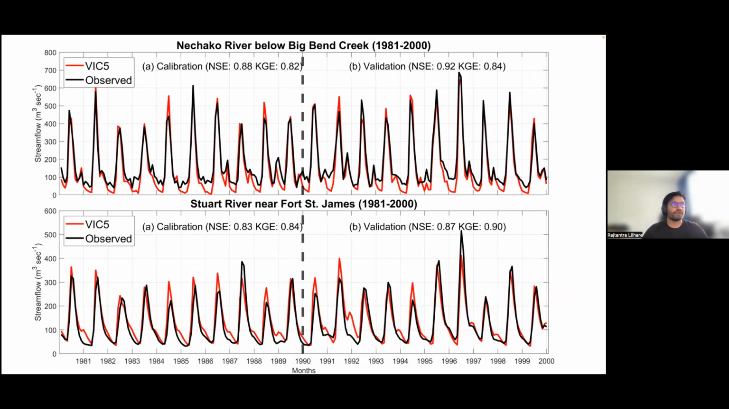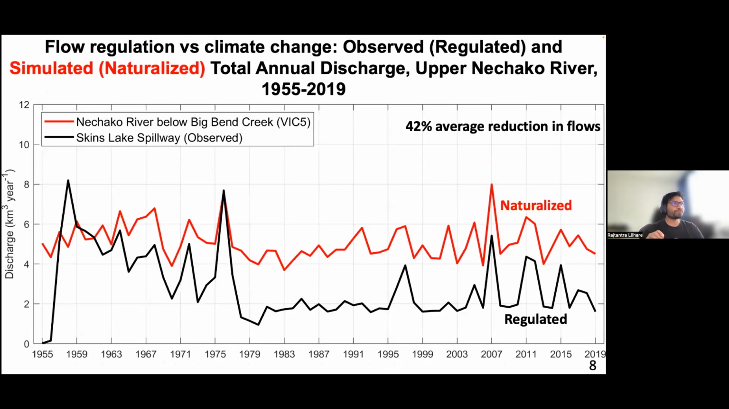Now some of the calibration results. I'm presenting 2 of the best calibrated results in the Nechako River Basin. The first one is the Nechako River below Big Bend Creek, the entire regulated portion, which is calibrated against the naturalized river flow. It's a pretty good calibration and validation result, getting more than 0.88 Nash coefficient in both the calibration and validation periods, and a KGE coefficient of more than 0.80 for both subbasins. The second is the Stewart River, and it's the same for the other watersheds as well.